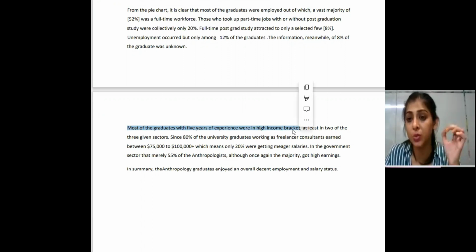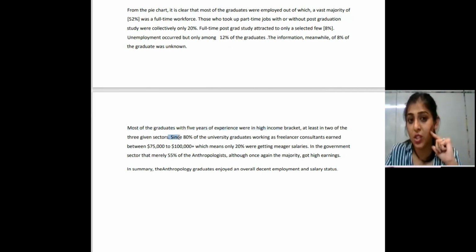Now this is the overview. My following sentences would support this sentence. See, at least in two of the three given sectors. At least in two of the three given sectors. The two sectors are freelance consultants and the government sector, because 80% of the anthropologists from these two sectors earned more than $75,000. Got it?